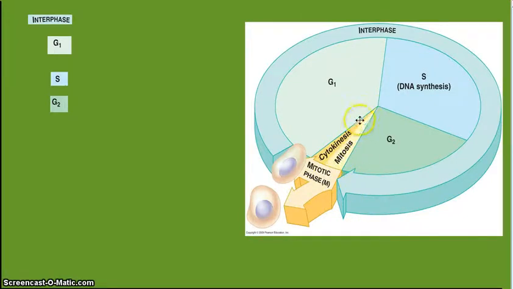You'll also notice the small part of the wedge down here, which is not part of interphase. And what this is, is mitosis, okay, and a separate part called cytokinesis. And these are kind of their own topics. So we have interphase with its G1, S, G2, and then mitosis and cytokinesis. Now let's look at these in a little bit more detail.